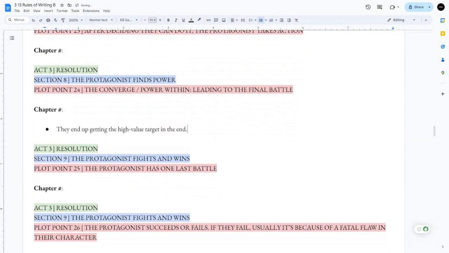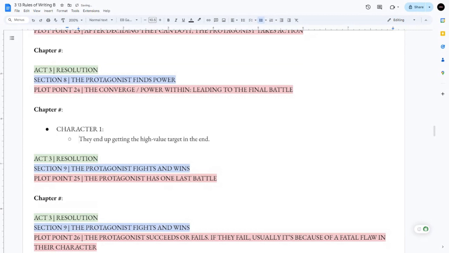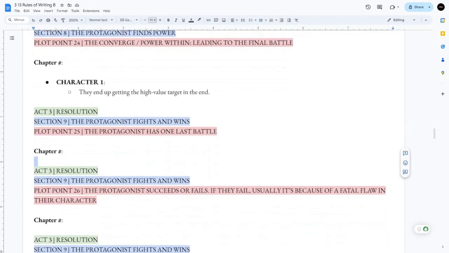I know what you're thinking, Tom. Why there? Shouldn't it be the final battle? No. And the reason is because they end up getting the high value target and then they have to get out of there and get back to a safe place to be taken out of there, right?